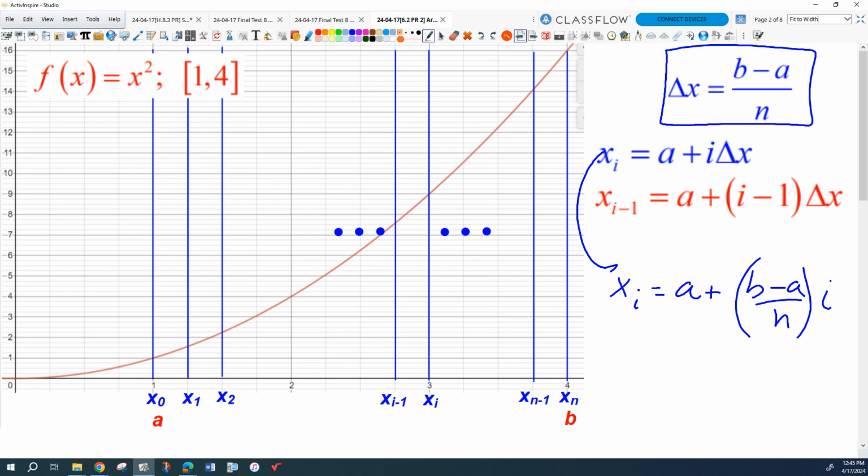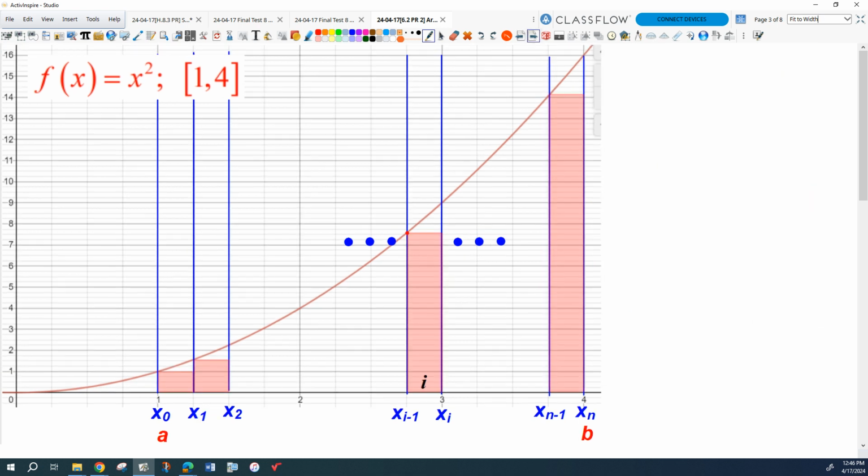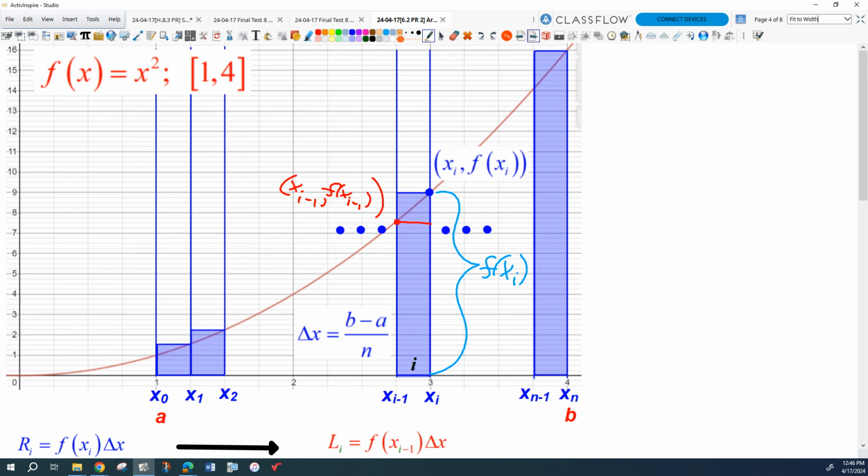So to get to the right edge of the ith rectangle, what did we say? We're going to start at A, which is the same thing as x sub 0, and we're going to take i steps of width delta x, which just means we're stepping across i rectangles until we finally get to the right edge of the ith rectangle. So x sub i would then be A plus i times the width of each step, which is delta x. Okay?